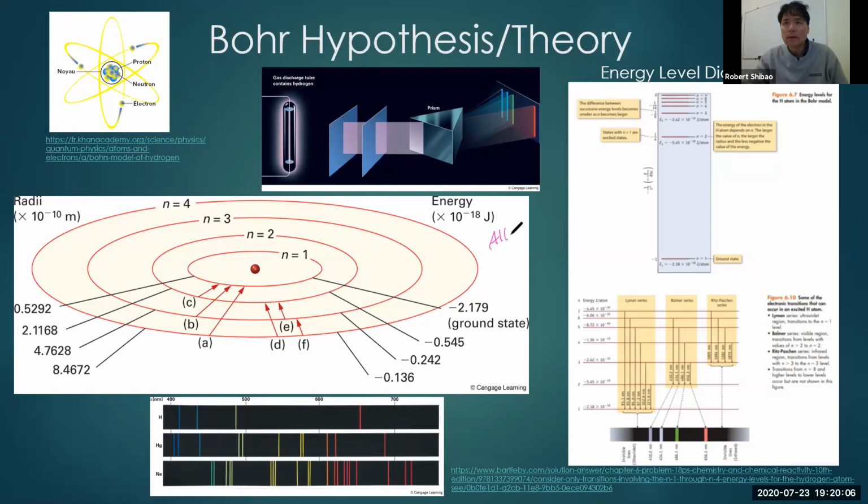And so, for example, here, n equals 1 is the first allowed orbit. The n equals 1 orbit is going to have a radius. This is in angstroms here. 10 to the minus 10 meters is defined as an angstrom. And so the first allowed orbit here is at 0.5292 angstroms, which is 52.92 picometers. That's the radius of the first orbit there.